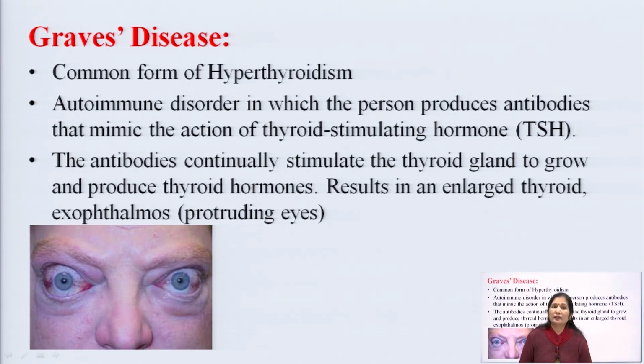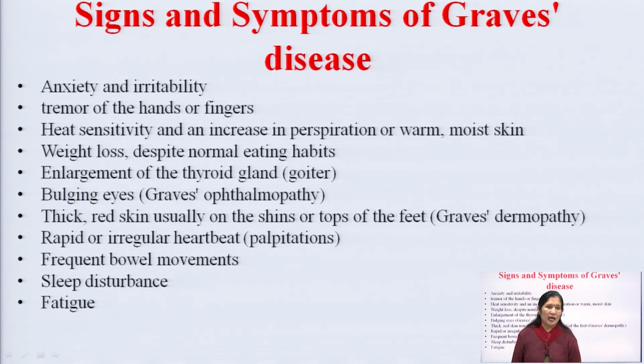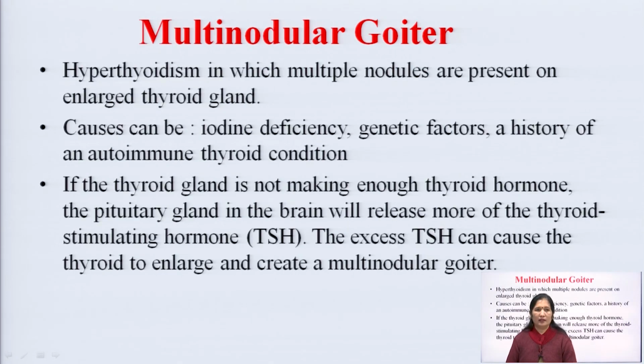Graves' disease is an example of hyperthyroidism, an autoimmune disorder in which the person produces antibodies against the TSH receptor. These antibodies stimulate the thyroid gland to grow and produce thyroid hormones, resulting in an enlarged thyroid gland and protruding eyes, which is the special feature, exophthalmos, of Graves' disease. Signs and symptoms of Graves' disease are anxiety, irritability, tremors, heat sensitivity, warm and moist skin, weight loss, enlargement of the thyroid gland, goiter, bulging eyes, thick red skin, irregular heartbeat, frequent bowel movements, sleep disturbance and fatigue.